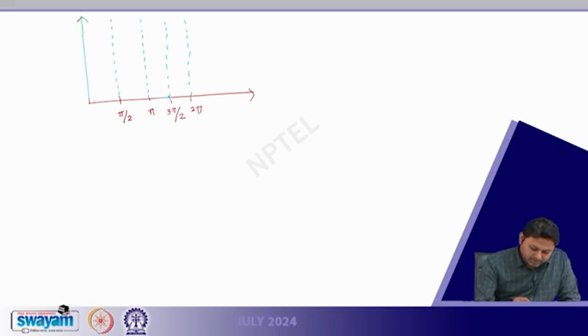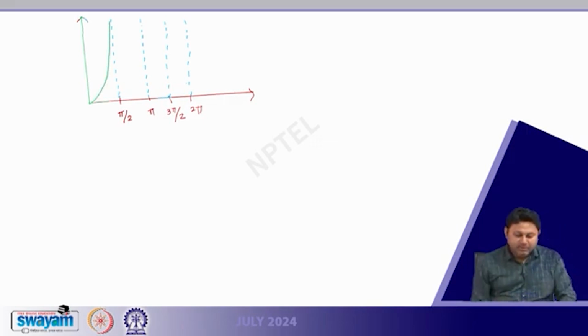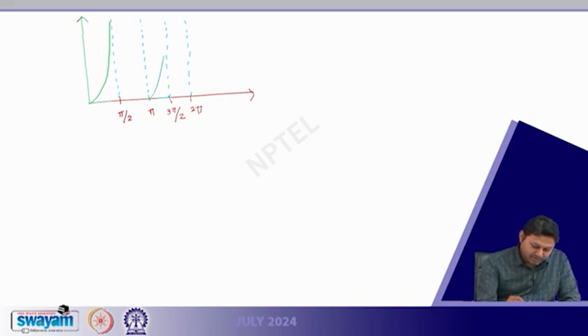So tan 0 is 0, and when it is pi by 2 it reaches infinity. So I have a curve something like this, and then again at minus pi by 2 it goes to 0, and then it comes back and comes here, and again it goes like this. So this is the way the tan curve will go.